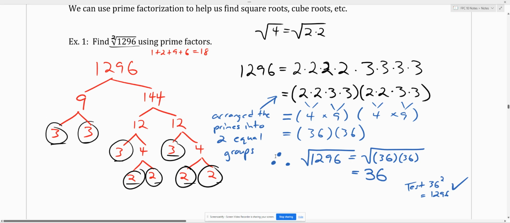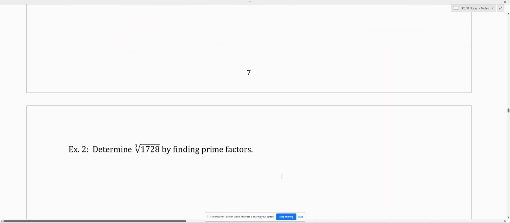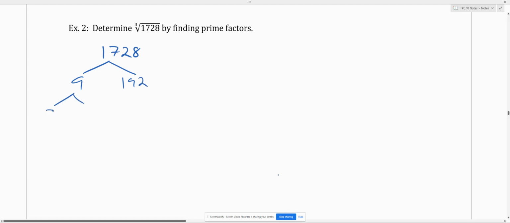Okay, that being said, can we do this for perfect cubes? Let's try. So now I have another huge number here, 1,728. I'm going to use the same method, but I'm going to be making three equal groups this time instead of just two because I need three things being multiplied. So I'm going to start with 1,728. And what is it divisible by? You could sum these up and find out that it is again divisible by 9, which is handy. So 9 times 192. 9 breaks into 3 times 3, and those are both prime.